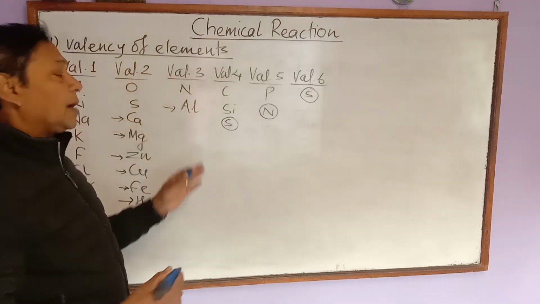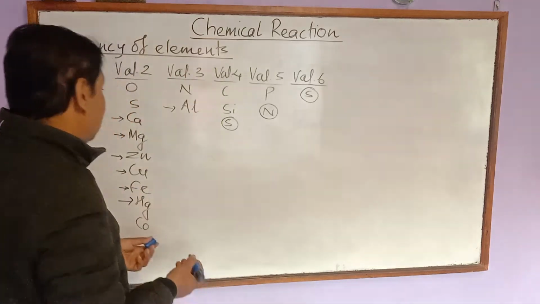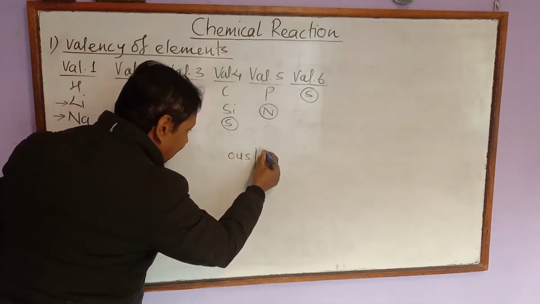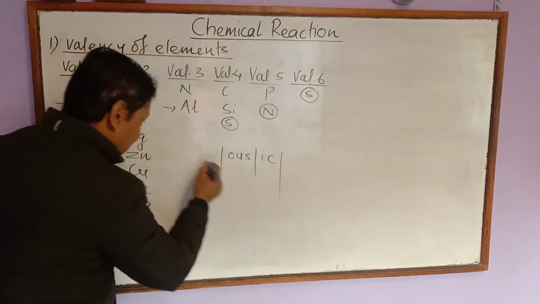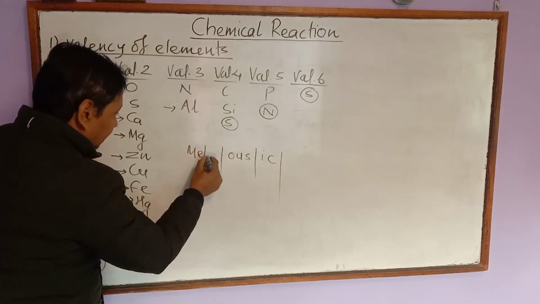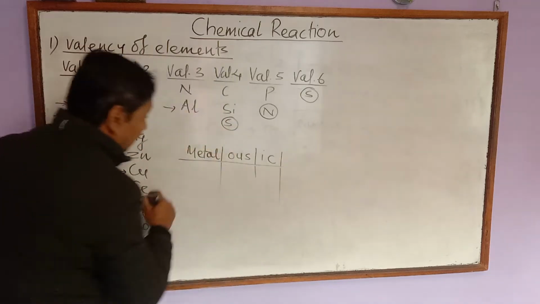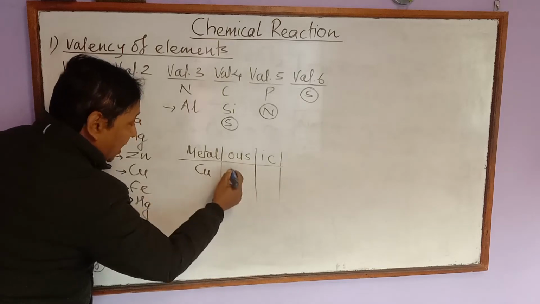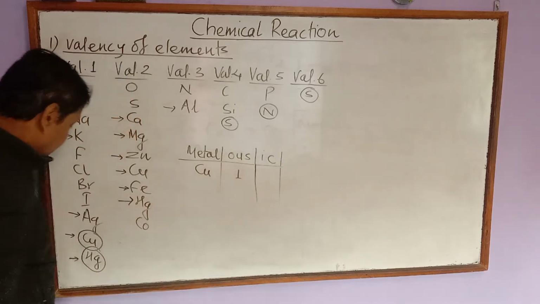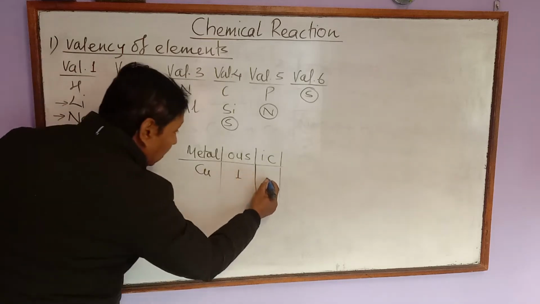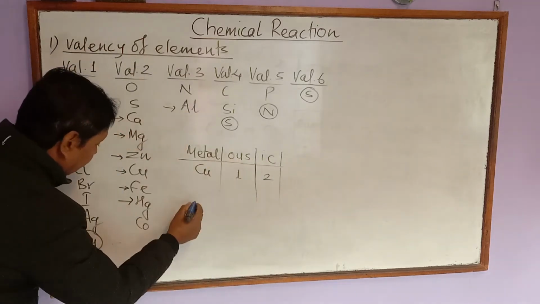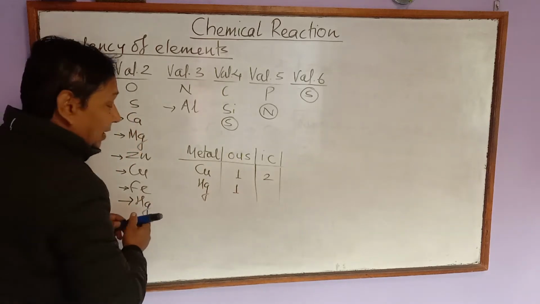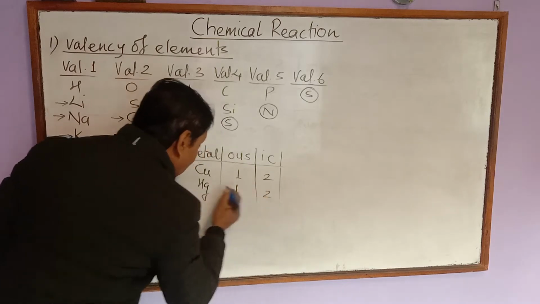Besides this, sometimes in the molecular formula, what is written? OUS and IC are also written for the metals. Just for example, take copper. If cuprous is mentioned, then we have to use valency 1. And if cupric is mentioned, we have to use valency 2. In the same way, sometimes mercury also. If mercurous is mentioned, we use valency 1. If mercuric is mentioned, valency 2.